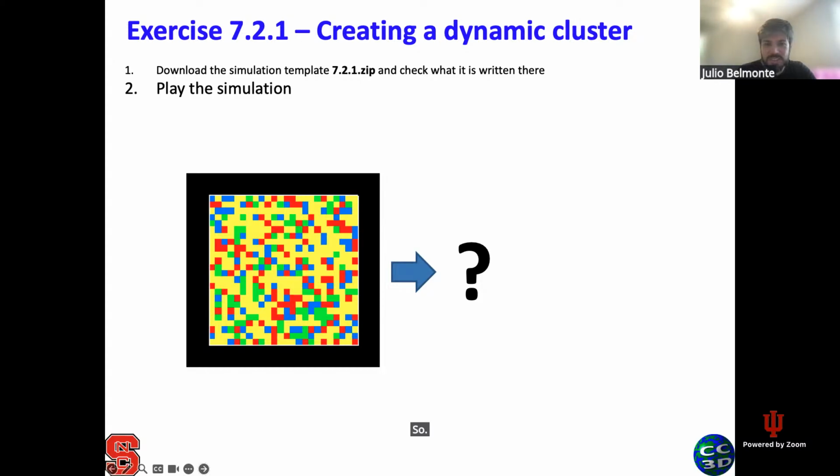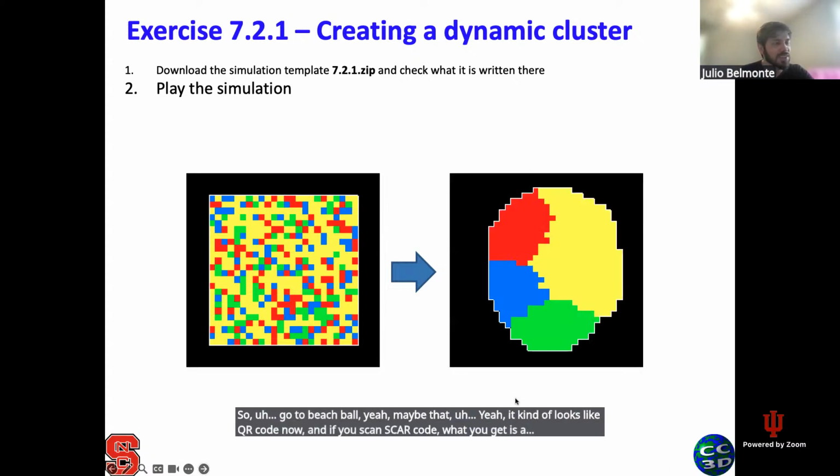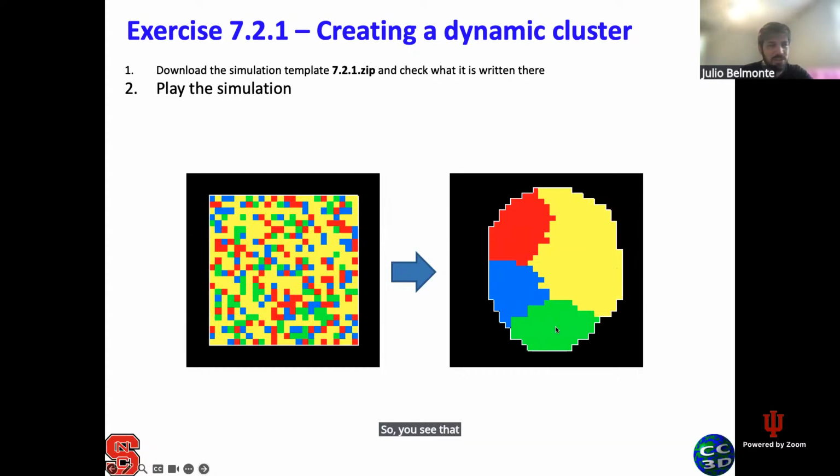So QR code to beach ball, yeah, maybe that. Yeah, it kind of looks like a QR code now. And if you scan this QR code, what you get is something like a beach ball, right? So you see that the compartments self-sort because they have self-energy of 0 by default, but they have an energy of 2 between the compartments, so they are going to sort out like this and form this beach ball.